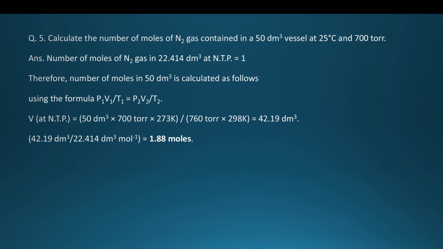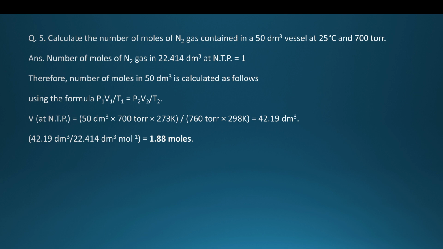Question 5 reads like this. Calculate the number of moles of N2 gas contained in a 50 liter vessel at 25 degrees Celsius at 700 torr pressure. The number of moles of N2 gas in 22.414 liter at NTP is 1. Therefore, number of moles in 50 liter is calculated as follows.